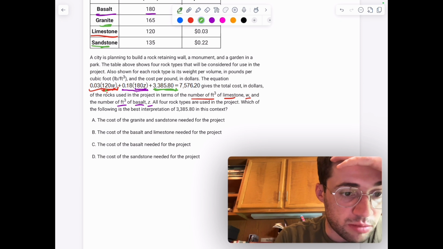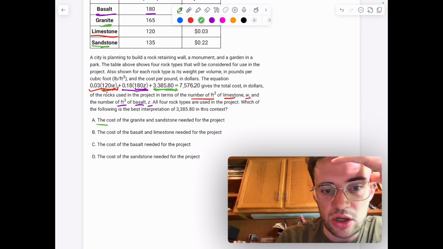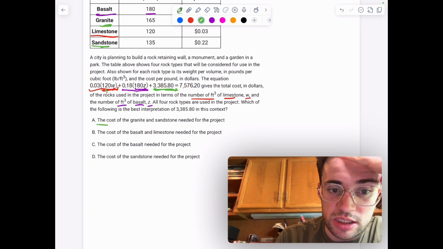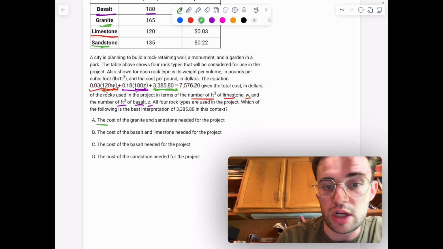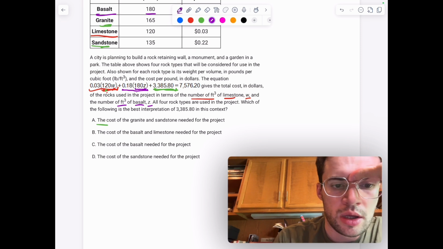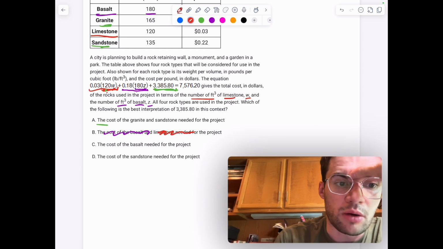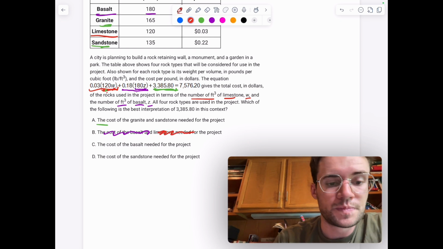I mean, that already sounds good to me, but let's check the other ones. The cost of the basalt and the limestone. Note, again, the basalt is this 0.18 times 180Z that I underlined in purple. So that's already accounted for. And the limestone is the thing I underlined in red, the 0.03 times 120W.